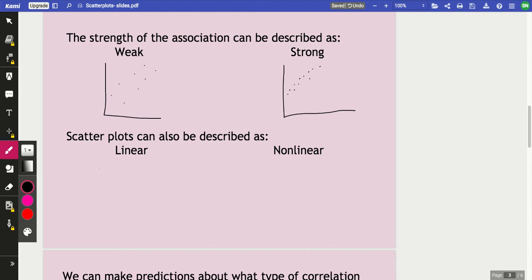And then lastly, scatter plots can be described as linear. That means it mostly follows a straight line, like the word linear has the word line in it. We can also describe it as nonlinear. Typically, nonlinear will look like something that curves at some point.